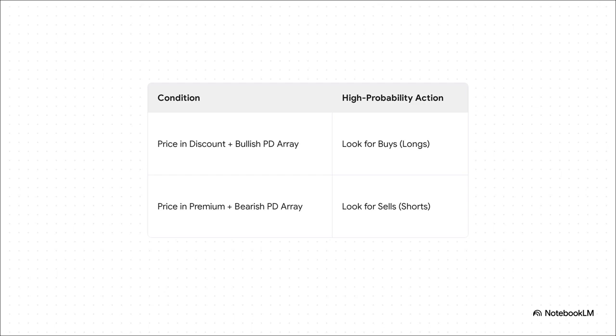This right here, this is basically your cheat sheet. It's a really simple if-then process. Is the price in a discount zone? Okay. Is it hitting a bullish PD array? If the answer is yes to both, then you've got a potential buy setup. On the flip side, is price in a premium zone? Is it hitting a bearish PD array? Then you've got a potential sell. We're always pairing the right zone with the right signal.